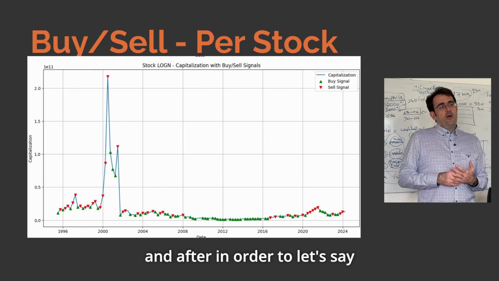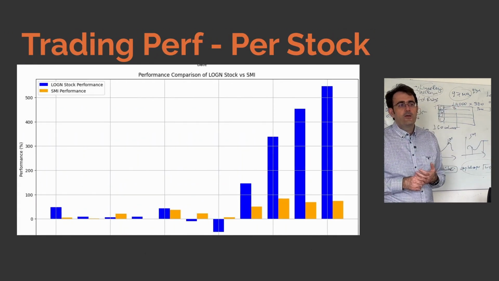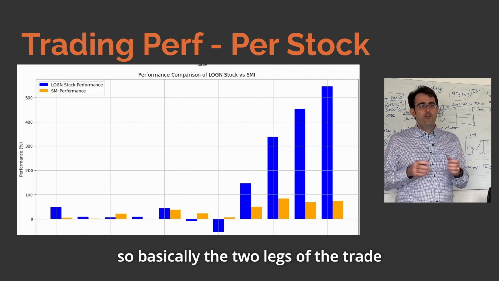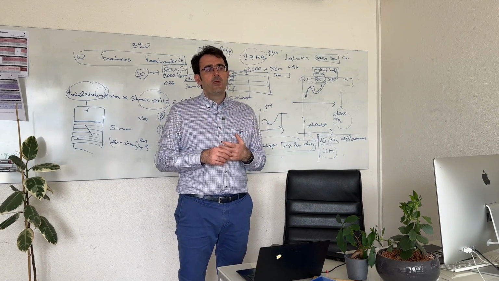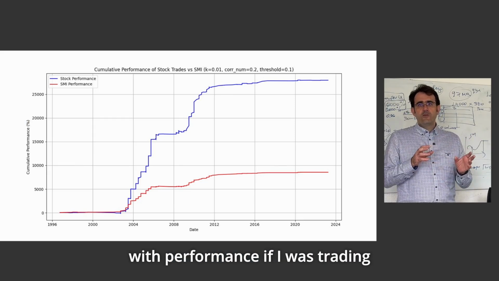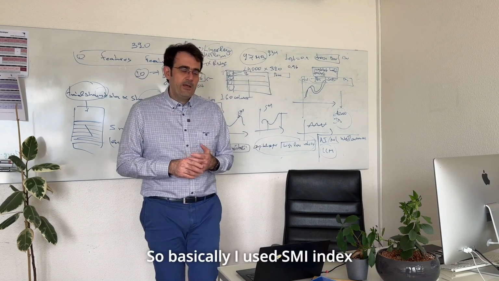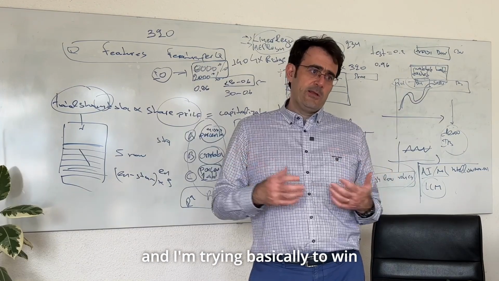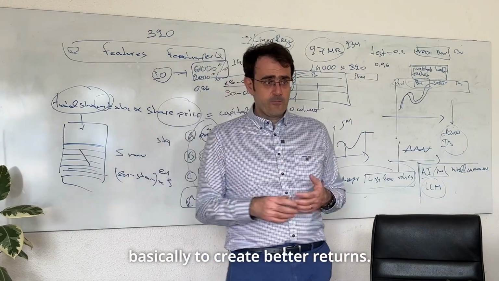And after, in order to test this hypothesis, I matched the buy with the sell signals, so basically the two legs of the trades, and I created a performance of this trade, and I compared the performance of each trade with the performance if I was trading for the same dates the SMI index. So basically I used the SMI index as the benchmark of my study, and I'm trying basically to win against the benchmark, basically to create better returns.